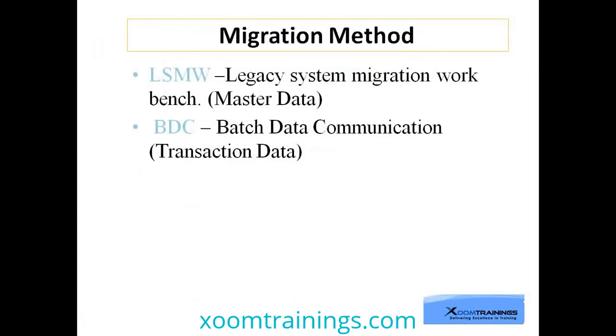We have two migration methods. First one, LSMW, Legacy System Migration Workbench, to upload master data into the SAP system within a short time. I repeat, to upload master data, we have 5 types: general ledger, bank, customer. Master data explains the properties of a particular field, for example customer name, customer address, customer contact number, and so on. So that is the customer master data, like vendor, like bank, like GL.